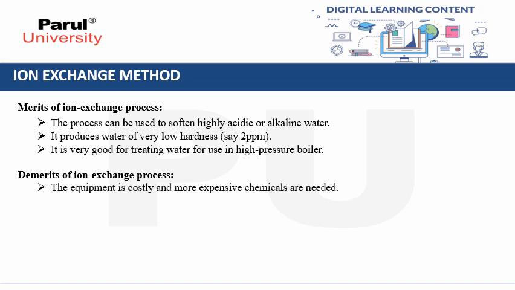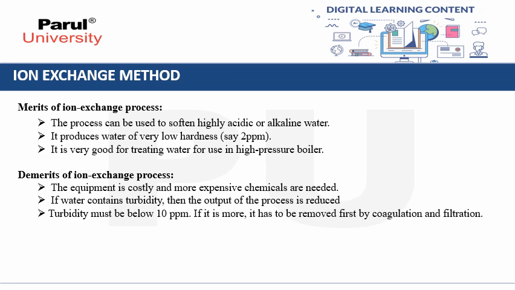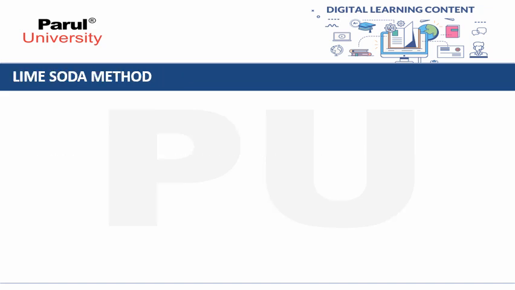Demerits of ion exchange process. The equipment is costly and more expensive chemicals are needed. If water contains turbidity, then the output of the process is reduced. The turbidity must be below 10 ppm. If it is more, then it has to be removed first by coagulation and filtration.